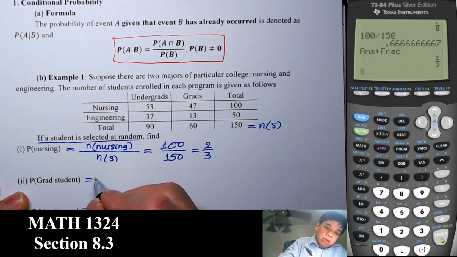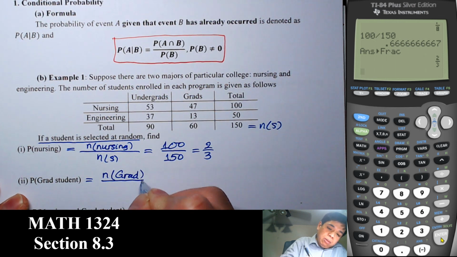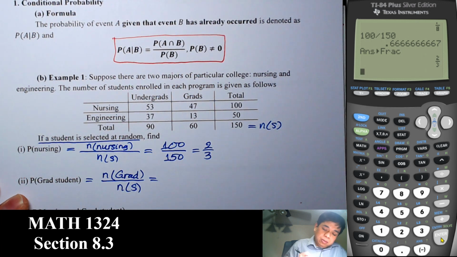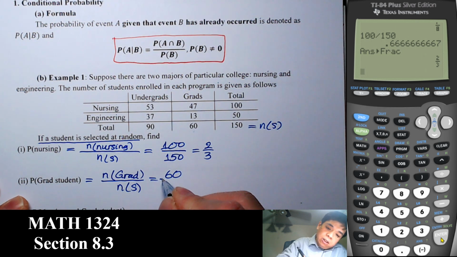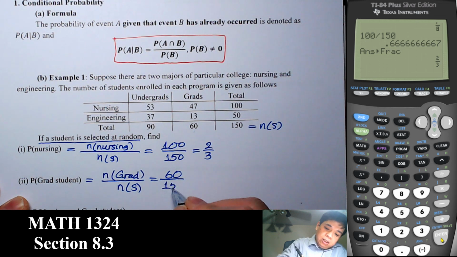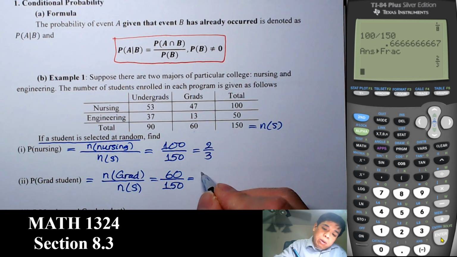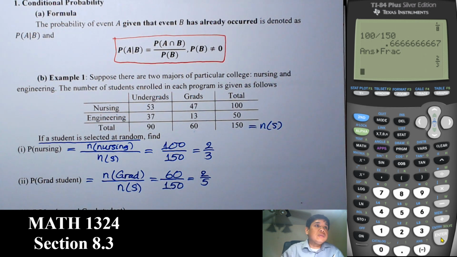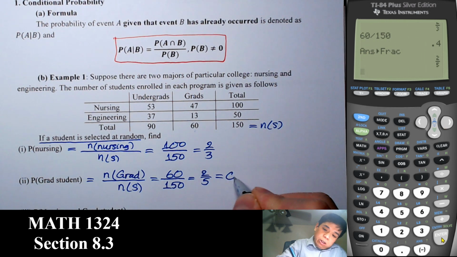Probability of a graduate student, so the number of grad students over the number in the sample space. Grad students we have a total of 60 over 150, divided by 30 on top and bottom. We have 2 over 5. If we convert, that's 2 over 5 or 0.4.